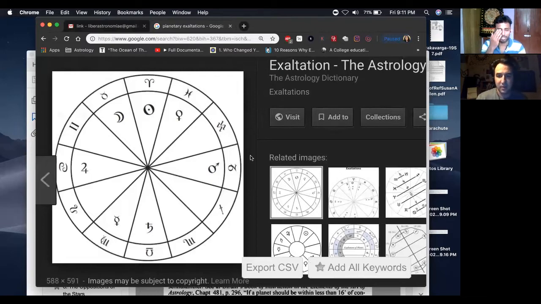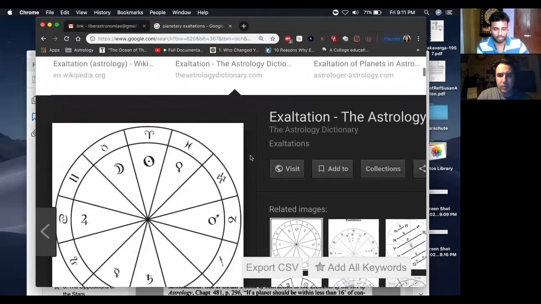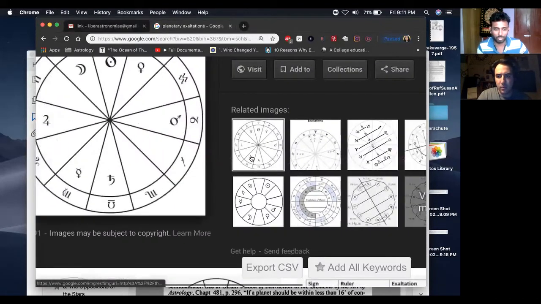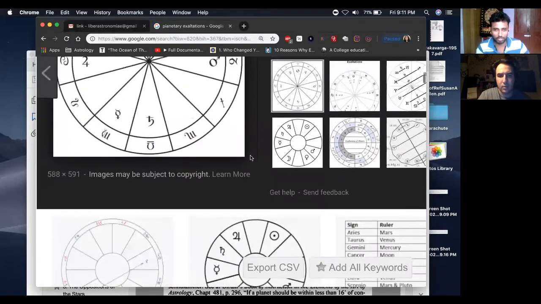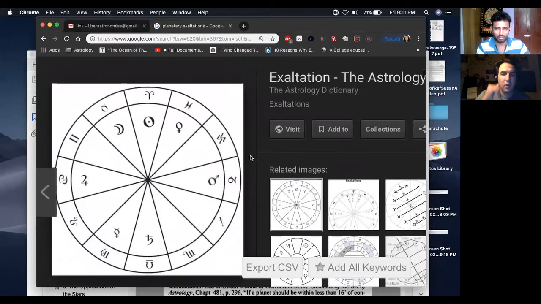I think there is also detriment, which is exactly the seventh sign from its domicile or rulership. Which is basically because that particular planet doesn't entirely get along with the signification that its detrimental sign provides.